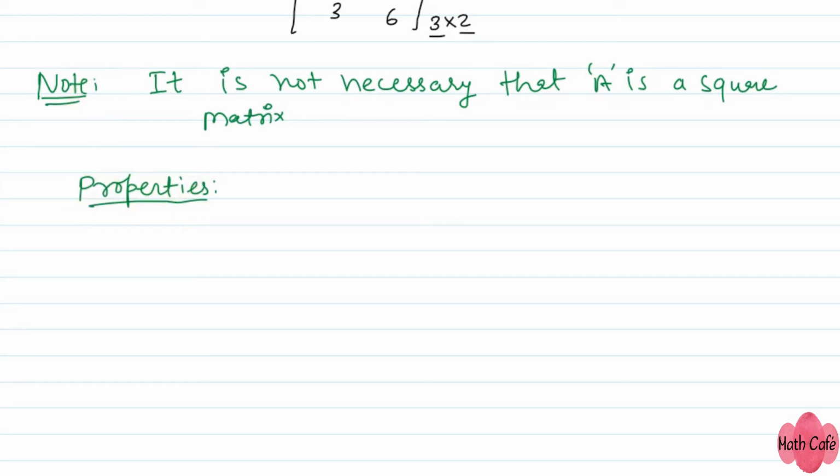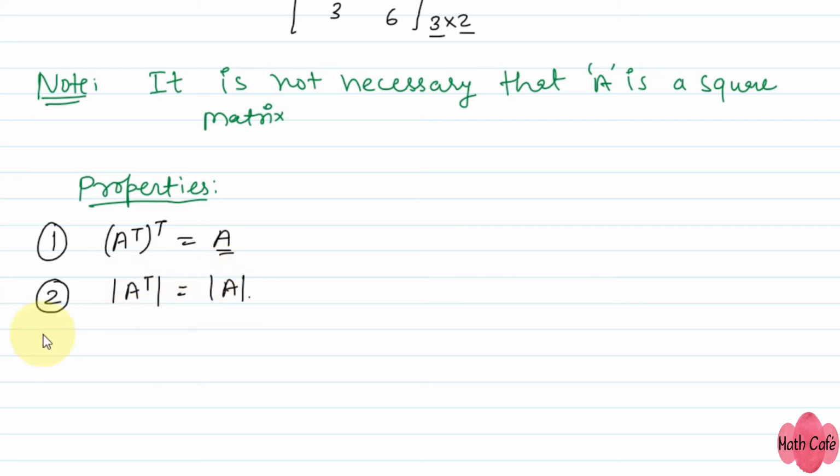So the first property is here. If I take A transpose of transpose, then this will become A. A transpose of transpose means I am interchanging rows and columns 2 times, so we will get the same matrix. In property number 2, if I need to find the determinant value of A transpose, that will become the determinant value of A. In this case A should be a square matrix.